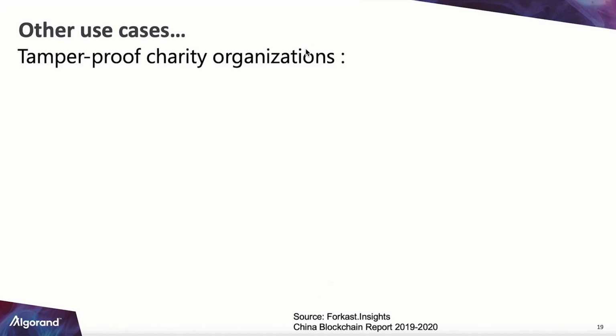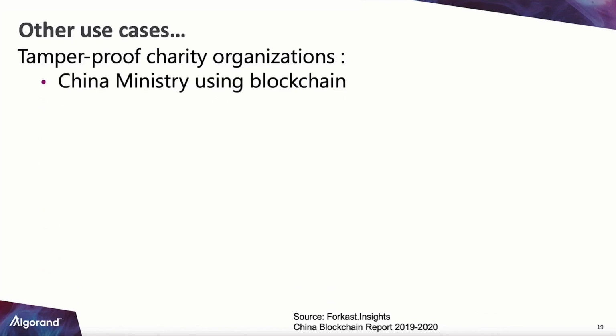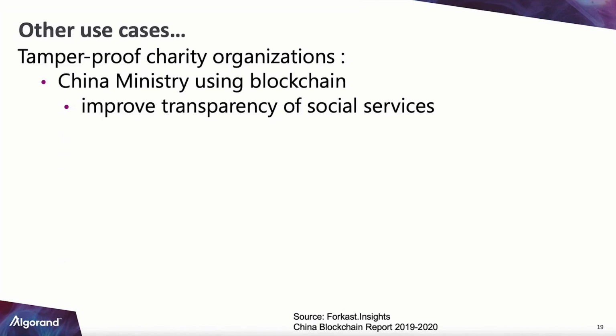is a tamper-proof charity organization. Now, this information I got from the China blockchain report for 2020. For example, when there was a big earthquake out there about 10 years ago, there was really a misuse of funds on the charity collections. There was no track record. There was no accounting or ledger that was easily accessible to see where the information was coming from and going to. So really what they're doing is looking at improving transparency of all social services.